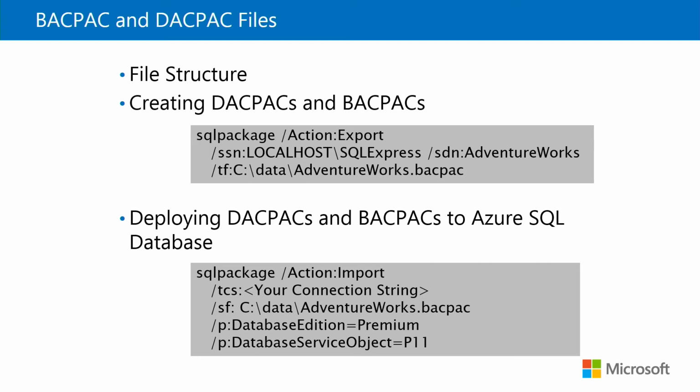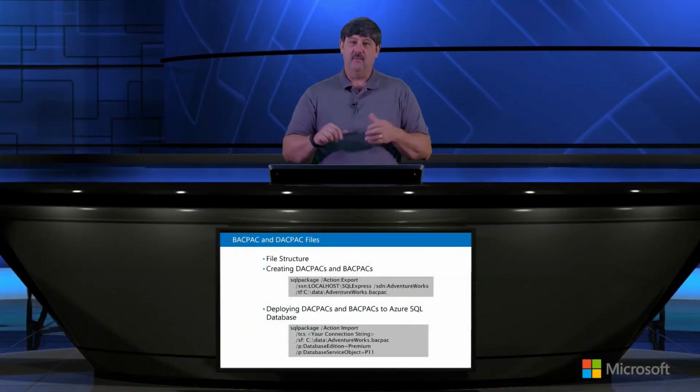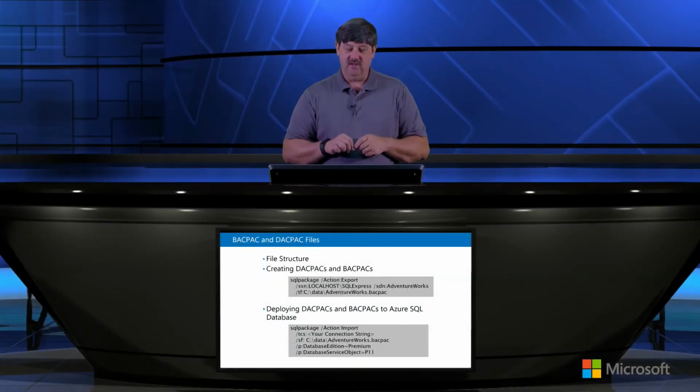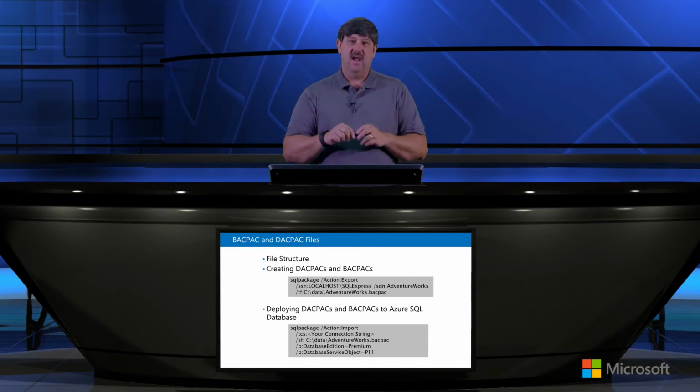Then you specify the source file, SF, you specify the database edition that it's going to create, and the database service object that it's going to put the information in. That's going to be your tier level. So it allows us to control how the environment is going to happen and how it's going to create the databases and the data if we want using BACPACs or DACPACs.